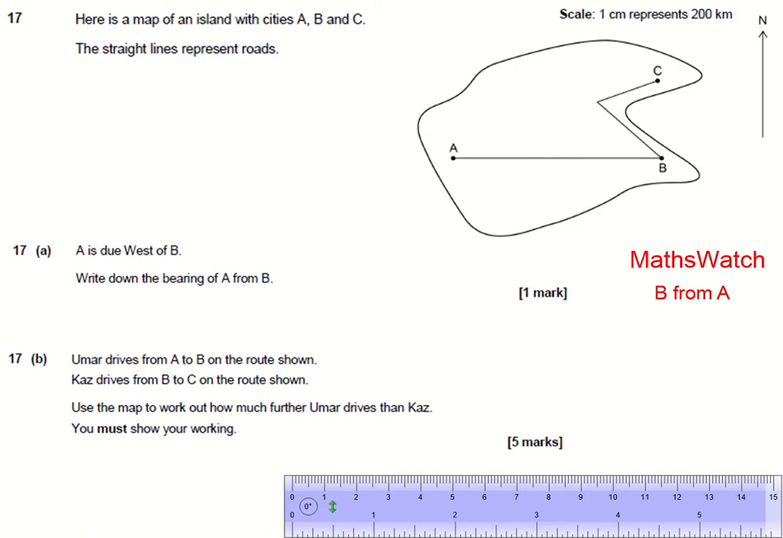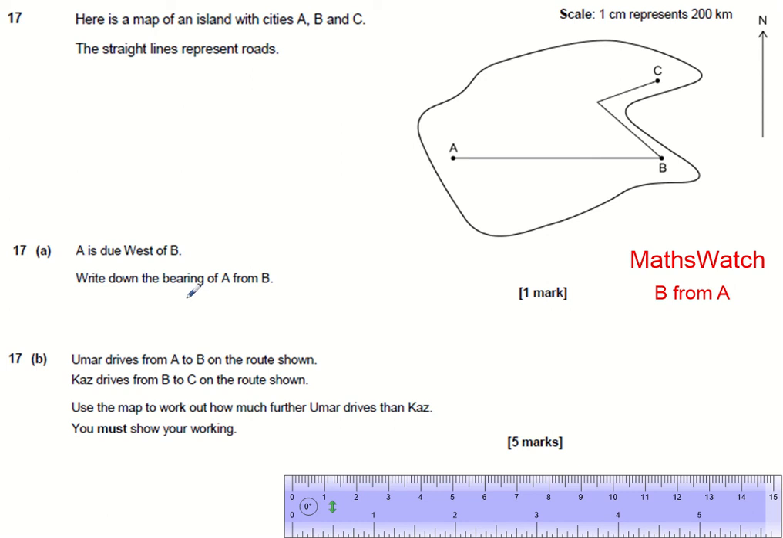Question 17. Here is a map of an island with cities A, B and C. The straight lines represent roads. So on our map we've got a scale of 1 centimetre representing 200 kilometres, and we know the direction of north. Part A. A is due west of B. Write down the bearing of A from B.